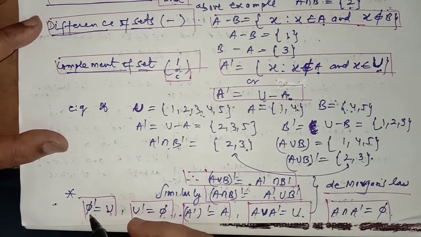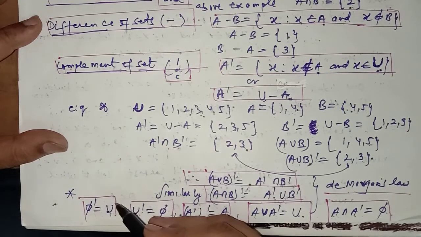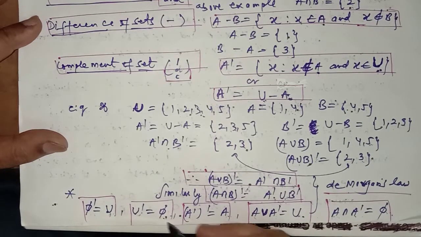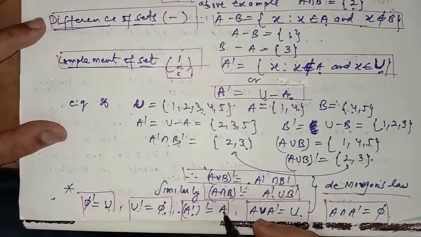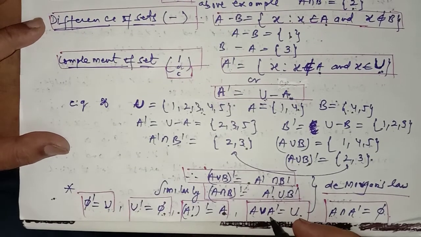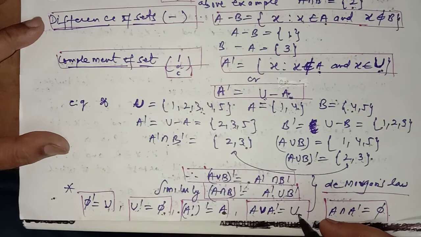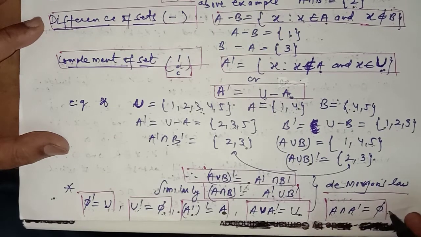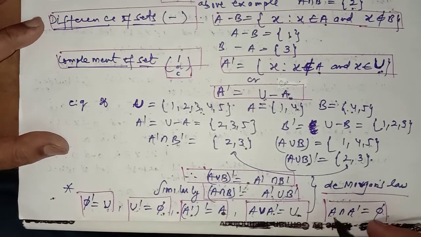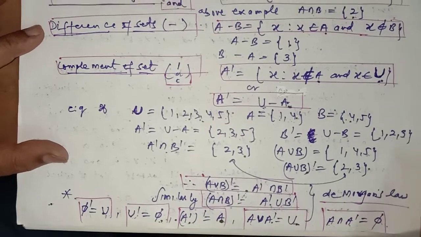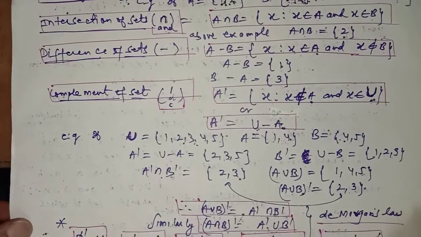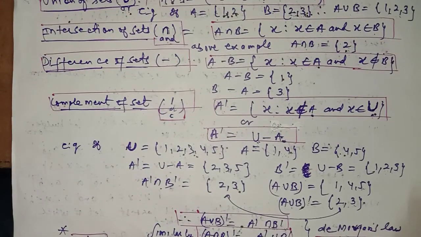Empty complement means those elements which are not in the empty set but in the universal set. It means they will all be in the universal set. Universal complement will be empty. A double complement will be the original set. A union A complement will be equal to the universal set, the total elements of A and A complement, and A intersection A complement will be empty. You can easily say that because there is no element common in A and its complement, so it will be empty. So these are some definitions and operations on the sets.